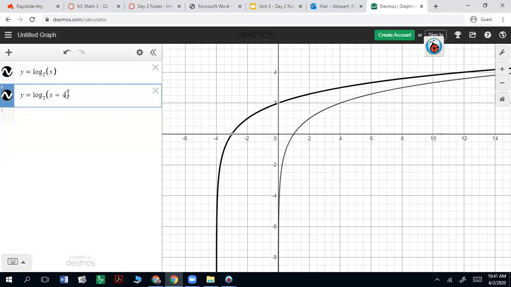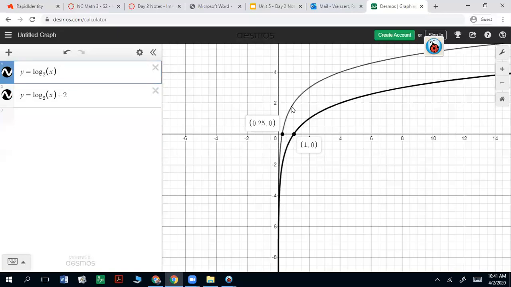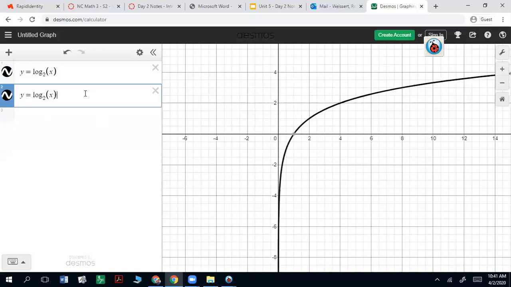Let's say I want it to go up or down. That's going to affect the end. So if I want it to go up, I would say +2. We'll make it go 2 up. And notice it's crossing differently now. So here at 1, it's at 2 instead of 0. It's crossing the x-axis here at actually 0.25. If I want it to go down, maybe I want it to go down 6. I just do -6.